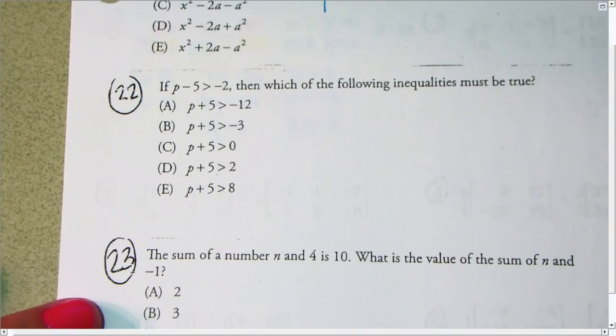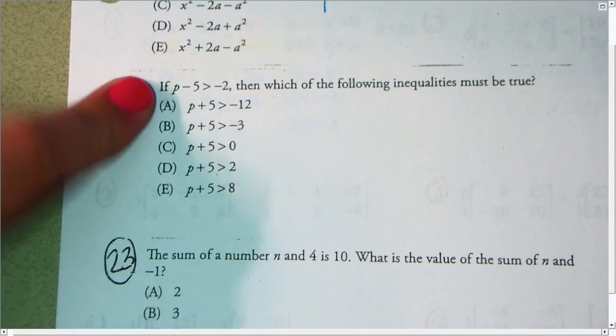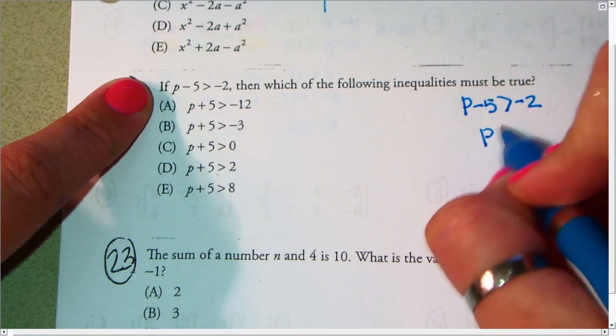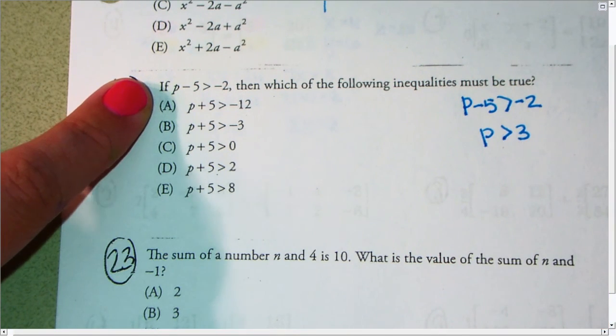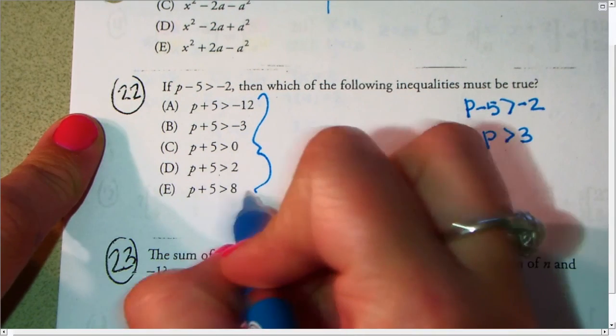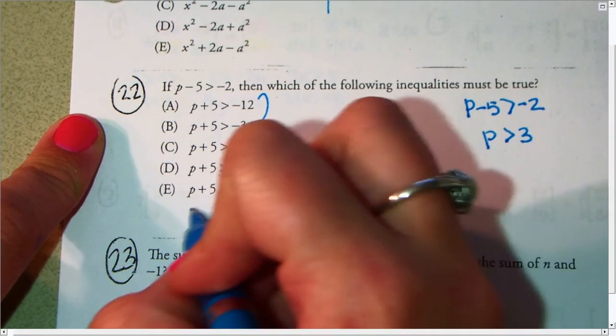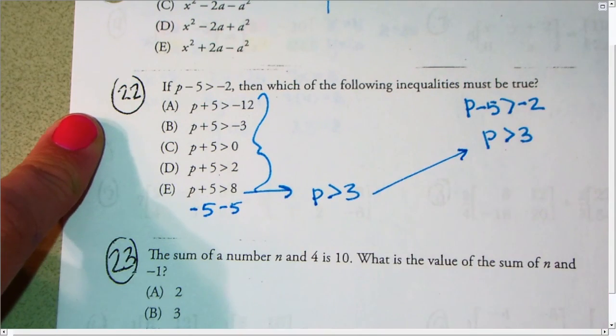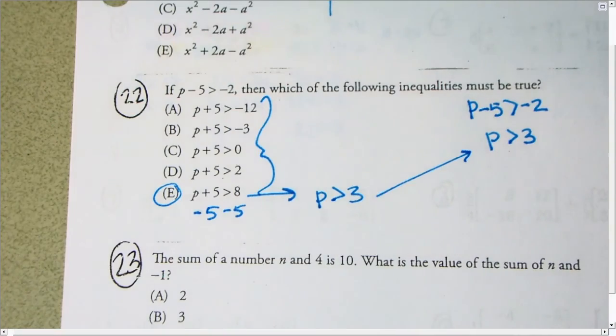22, which of the following inequalities has to be true? I would solve this inequality first. So when I add 5, I get P is greater than 3. Then I would literally just solve every single one of these problems. So right here on E, which is the correct answer, if I subtract 5, I get P is greater than 3, which matches the original. So E must be true.